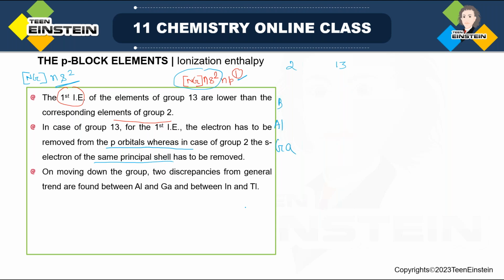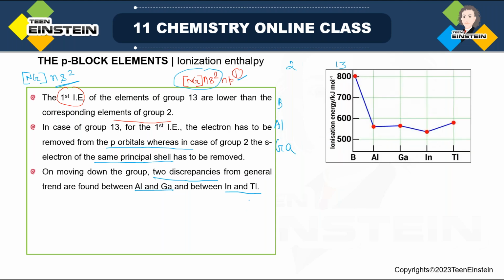But when we are discussing group 13 in p block, moving down the group, you will have two discrepancies from the general trend. So what we expect when you are moving from boron to aluminium to gallium, then indium, thallium, the first discrepancy is observed between aluminium and gallium, and the second discrepancy is between indium and thallium. Now look at this. Here from boron to aluminium there is a large jump, right? And it is actually related to the size.